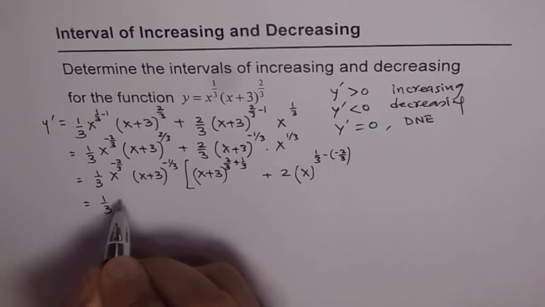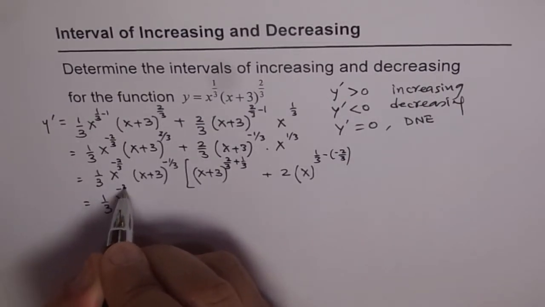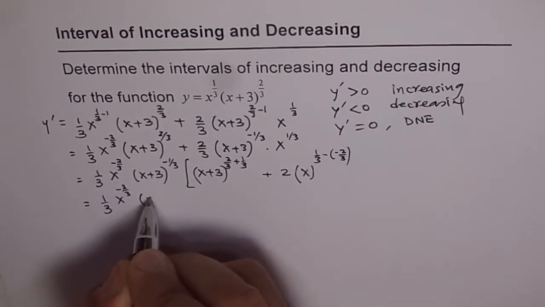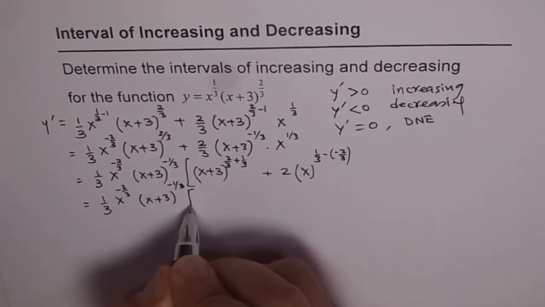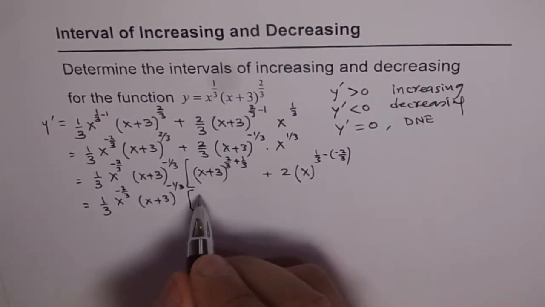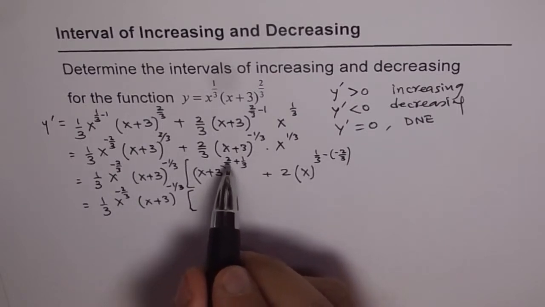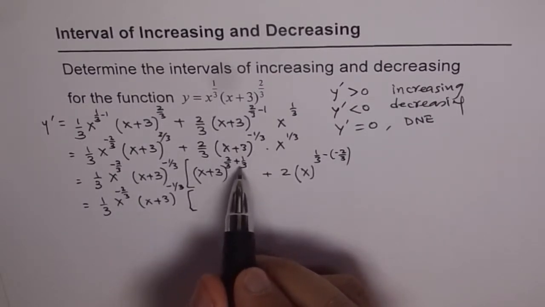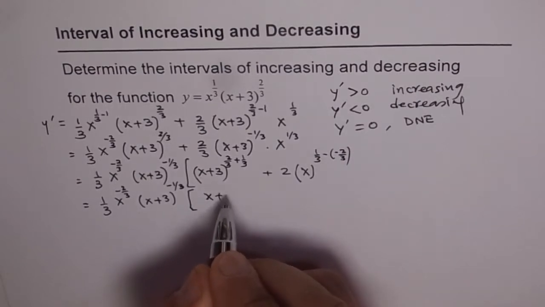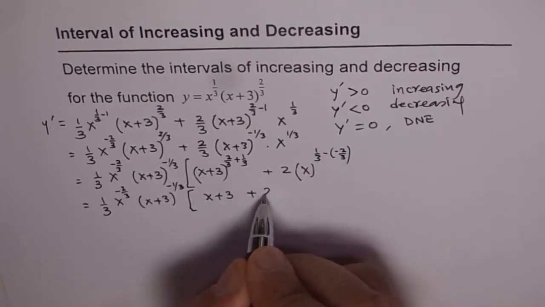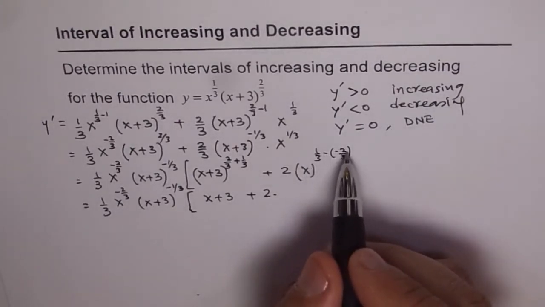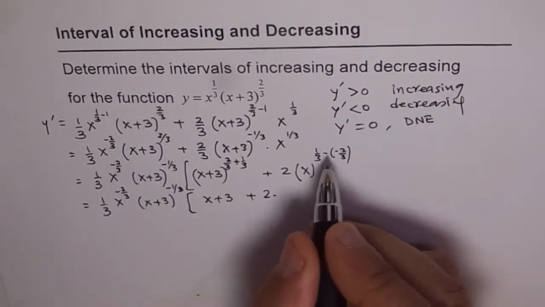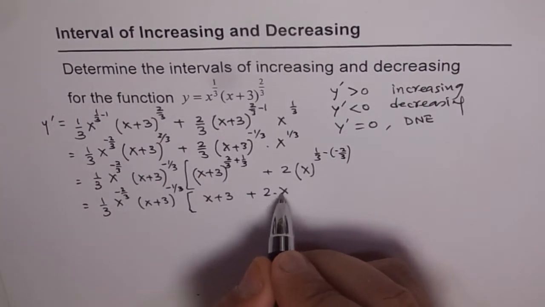So 1 over 3 x to the power of minus 2 over 3 times (x plus 3) to the power of minus 1 over 3 times, let's do this math. So it is x plus 3 and the power is 2 plus 1 is 3. 3 over 3 is 1. So we are just left with x plus 3 here. Plus 2 times, now here what is it? 1 over 3 plus 2 over 3, which is 3 over 3, which is just 1. x to the power of 1 is x itself.